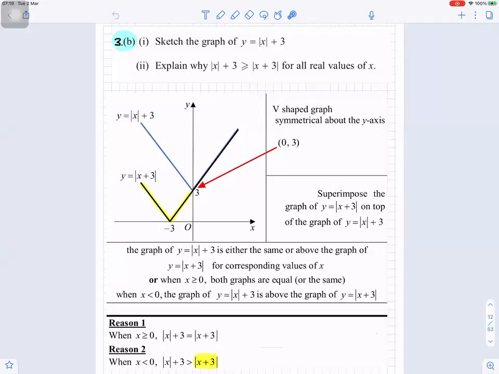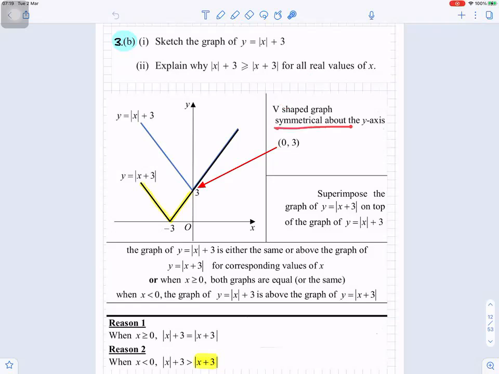For question 3b, sketch the graph of y equals the absolute value of x plus 3. When you sketch the graph, you will see this blue one there. That's the first graph, the absolute value of x plus 3. Use your calculator. The graph should be a V shape. That's what will give you a mark.